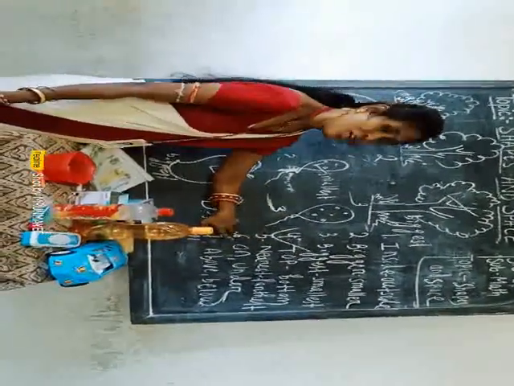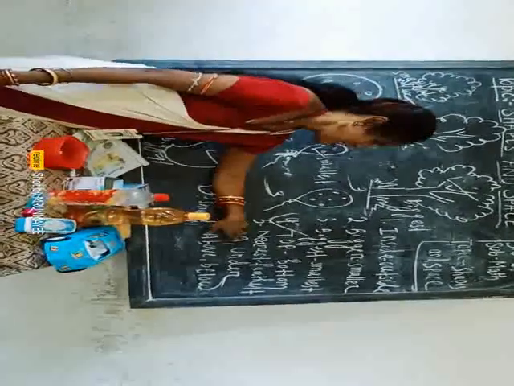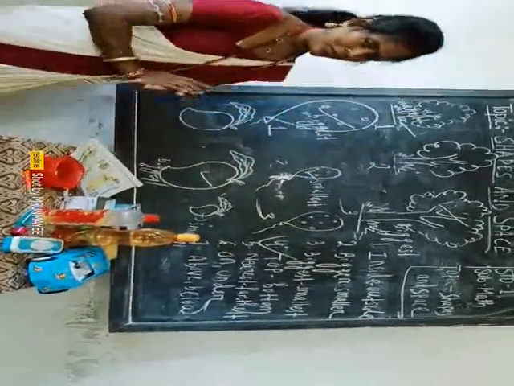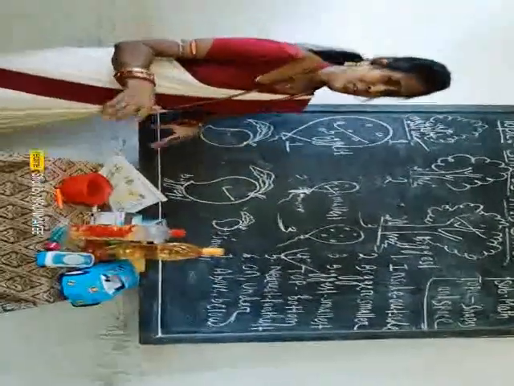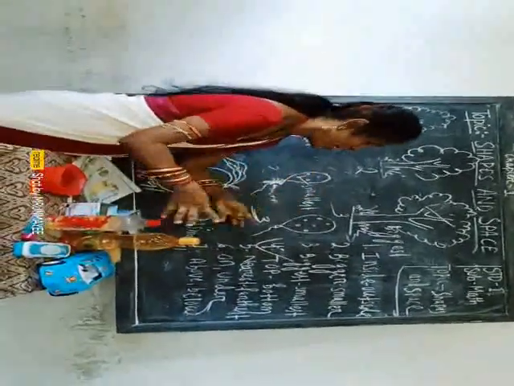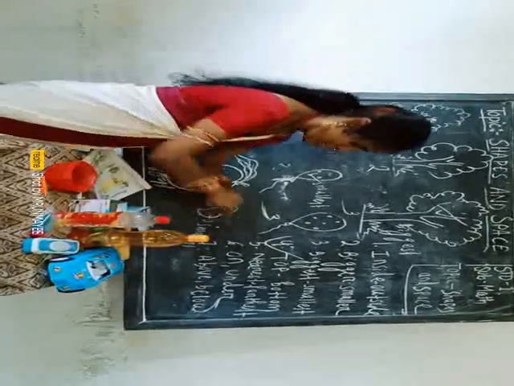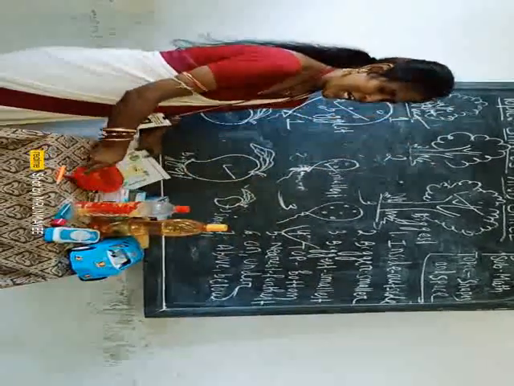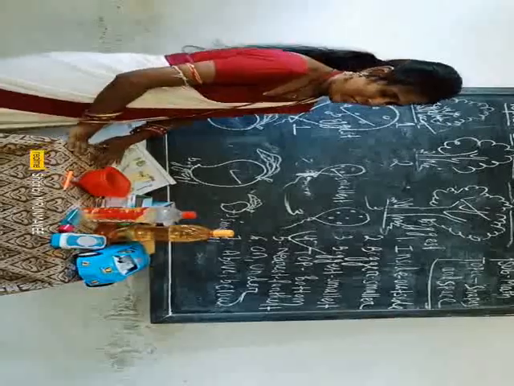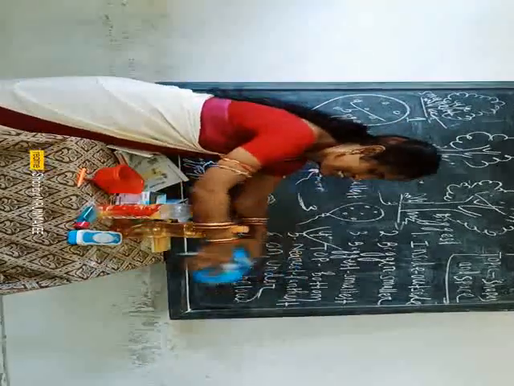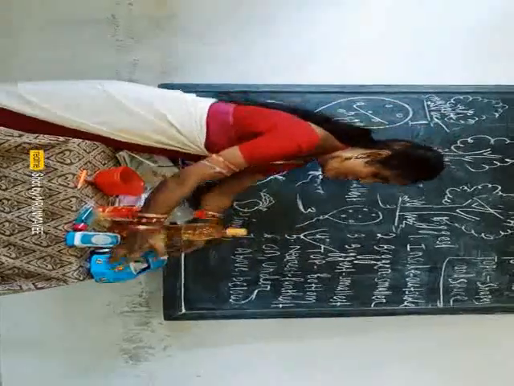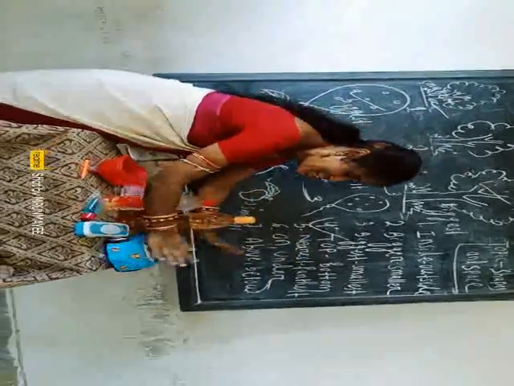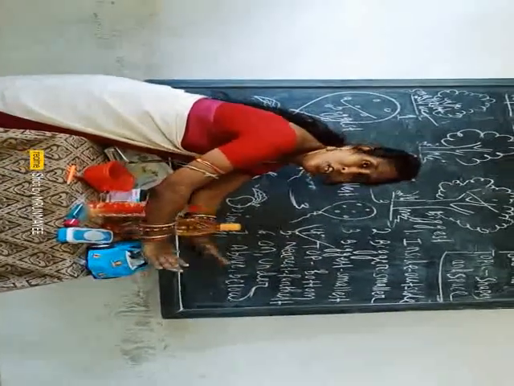Next we will come to the 6th point, that is on and under. I will give you some examples to explain what is on and what is under. You see all the objects which I have kept on the table. This car is on the table. Why? If you ask me, ma'am, why is it on? Because this car is touching the table. So that's why it is known as on.